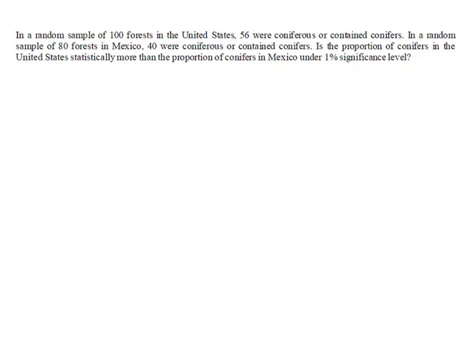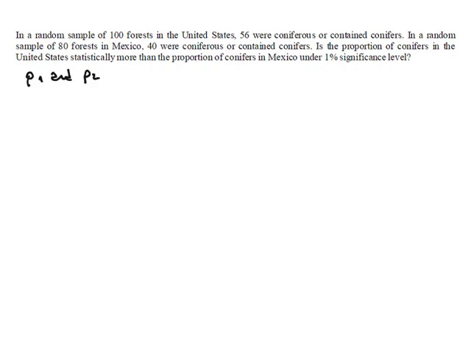Hello everyone. So this exercise is about hypothesis testing for two population proportions. So it is about population proportions P1 and P2. Okay, let's read the question.